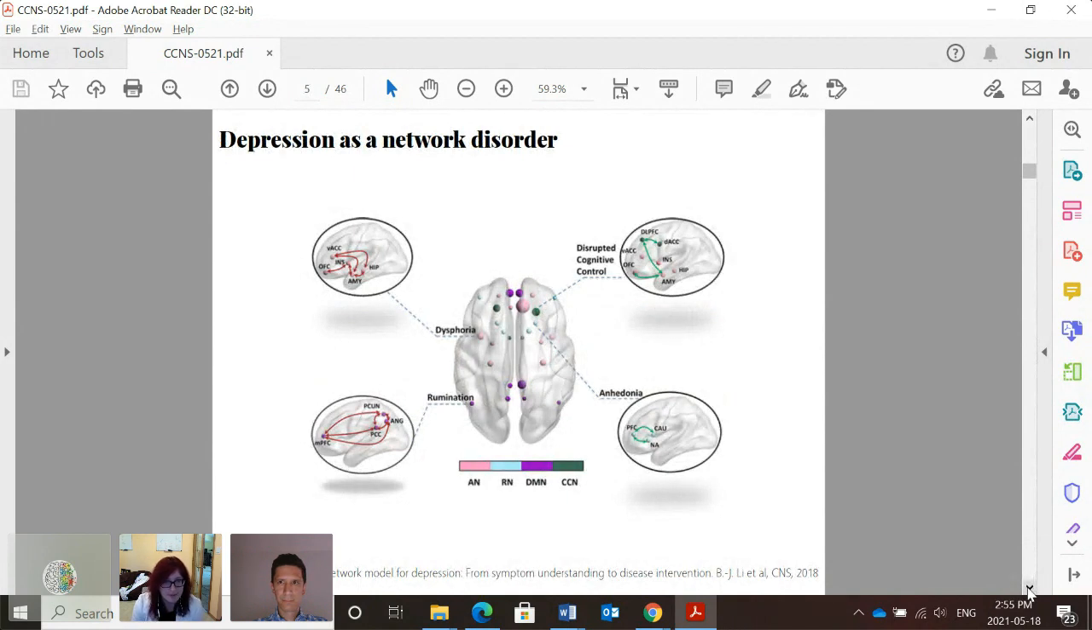So for example, many disorders like depression can be thought of as network disorders. What you're seeing here is a few subnetworks of the brain that have been shown to be associated with functional structure in depression. For example, elevated connectivity in the affective network and default mode network is associated with rumination and other depressive symptoms. And in other networks, a reduction in connectivity is associated with measures like anhedonia. Next slide, please.